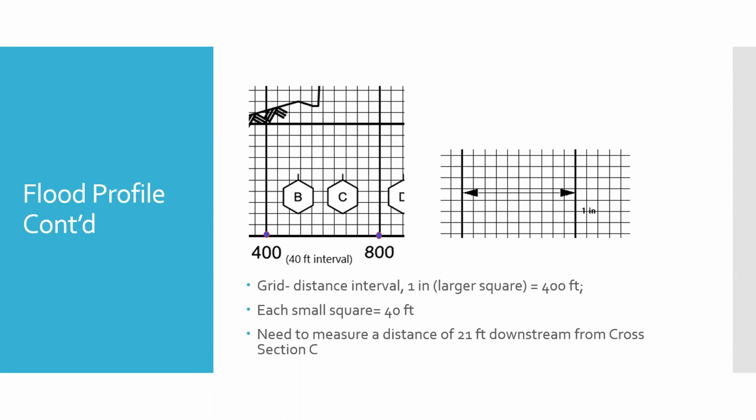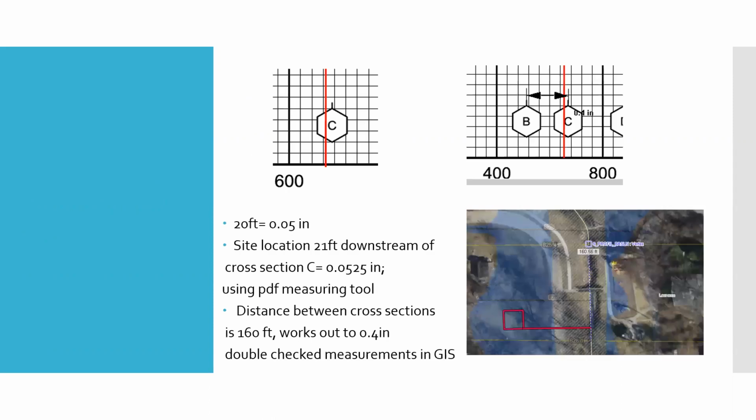in the distance of this large square. So I've got 10 smaller squares that break that down so that each small square is a 40-foot interval. And so based on that 40-foot interval, I need to measure a distance of 21 feet downstream from cross-section C. So it's a little bit of a judgment call here and there. You can see it's not exactly perfectly on the line or anything. And so I'm doing my best with the measurement tools to get a line that is about 20 feet downstream from cross-section C. So that's about half of a small square.